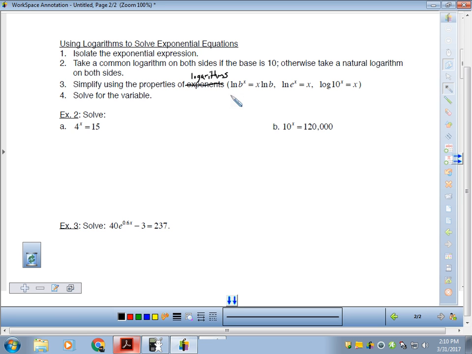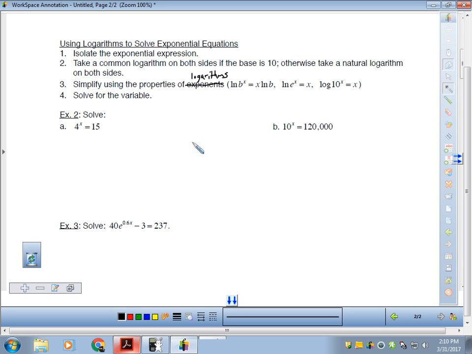So remember from 6.5 that if you have a power inside of a logarithm, you can move the power to the front, like this. Remember that an ln and an e cancel each other out. And also remember that a log and a base 10 also cancel each other out. Once you've done that, then you can solve the remaining equation for the variable and get your answer.